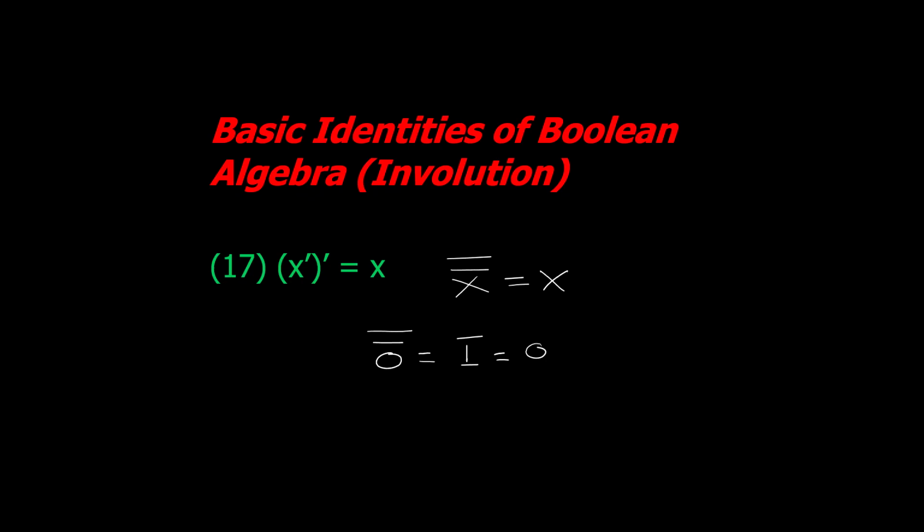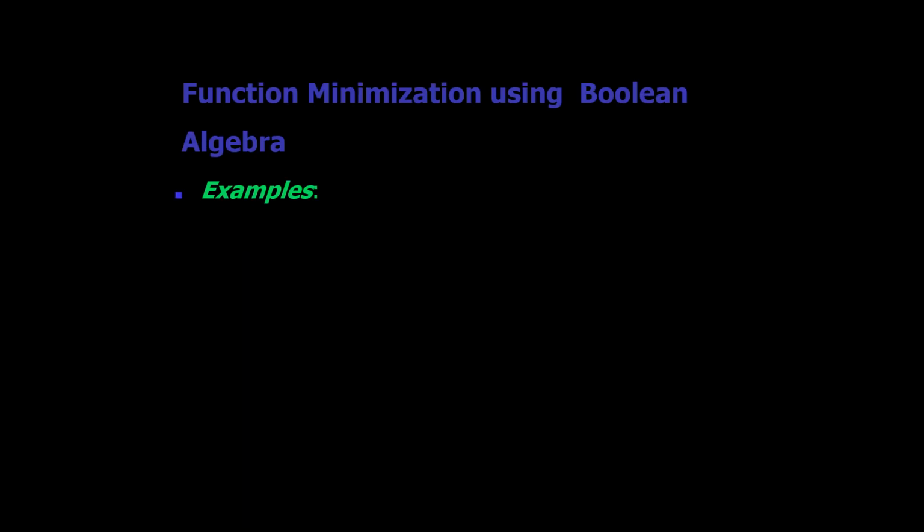So if you take double bar of any binary number, that will be the same number. So this is how you can write it like this. Now let us solve some problems.